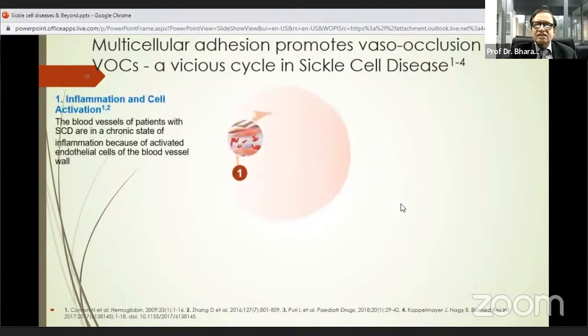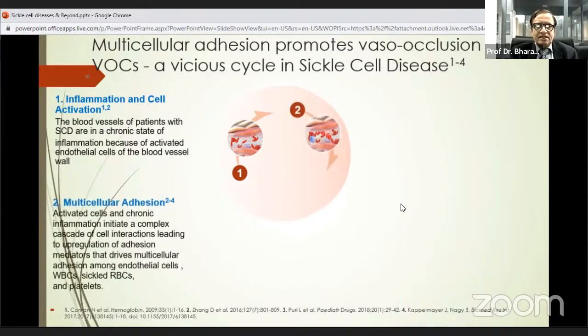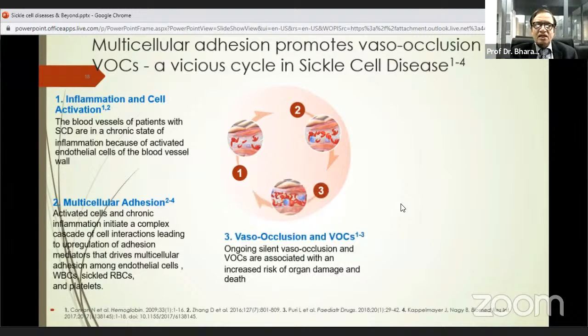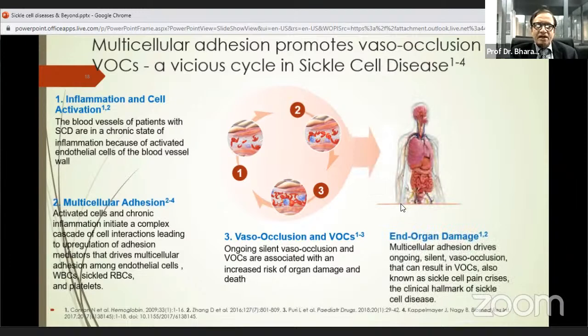So multicellular adhesion promotes vaso-occlusion and VOC, which is a vicious circle in sickle cell disease. Initially, there is inflammation and cell activation, and the blood vessels of patients with sickle cell disease are in a chronic state of inflammation because of activated endothelial cells of the blood vessel wall. Then it leads to multicellular adhesion. Then it leads to vaso-occlusion and vaso-occlusive crisis. It leads to end organ damage.